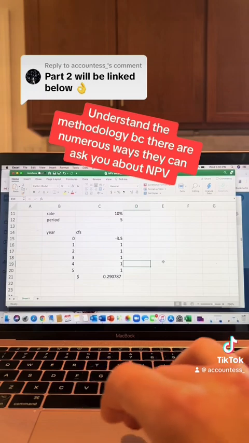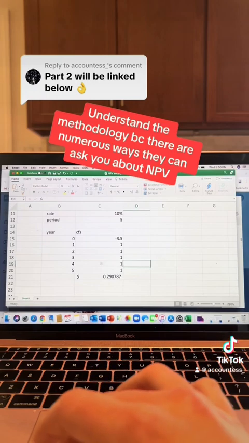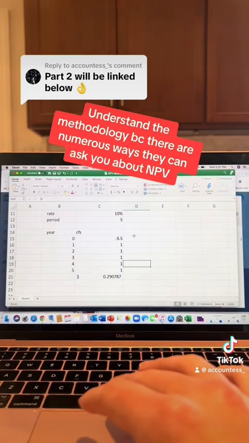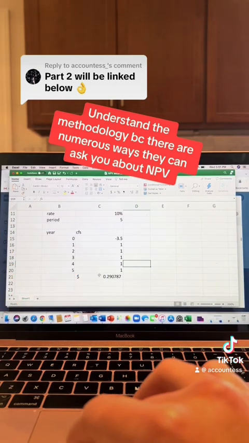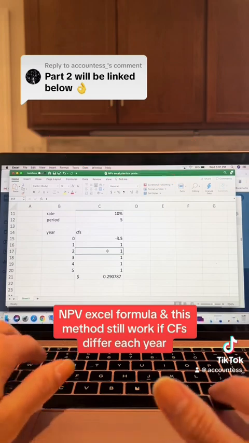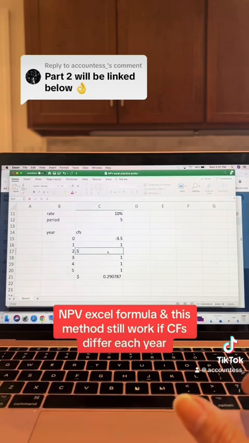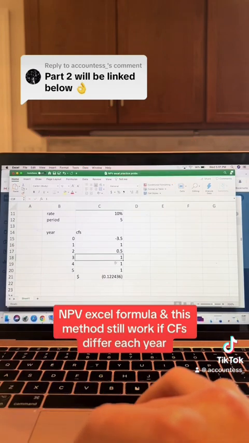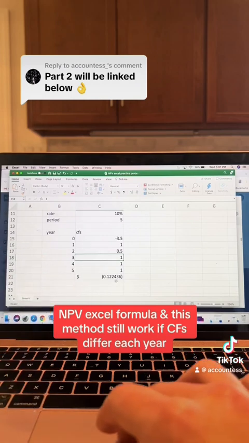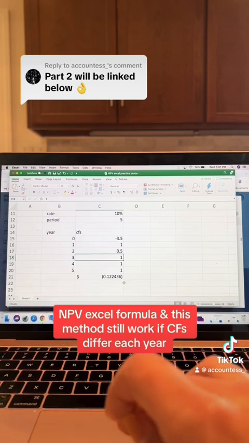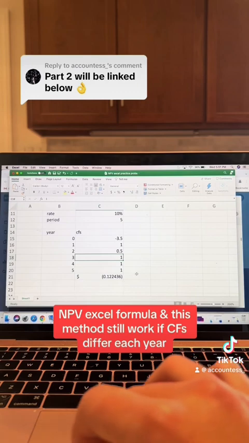So it's important to understand what you're really doing here and what the methodology is behind this. But this NPV formula method would still work if these were different. So if you only got $500,000 back in year 2 instead of that, then calculating that NPV down there, now it's negative, so you would not want to accept this.